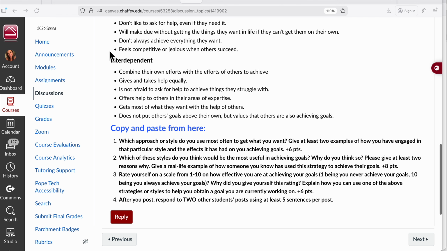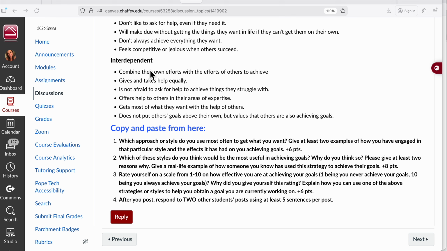Interdependent people are probably the best relational style here, or the one that you want to strive to become, because they combine their own efforts with the efforts of other people to achieve their goals. And they give and take help equally. They're not afraid to ask for help if it means it's going to help them achieve their goal faster. I notice interdependent people often will ask for help in areas that they are not very good at. So if they're not good at math, they're like, you know what, I'm going to go get a tutor and get help. Or I'm going to ask a friend to study with me that kind of knows math.